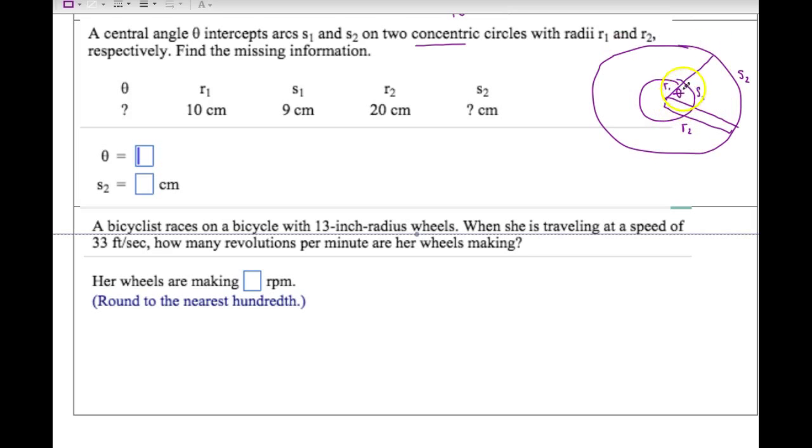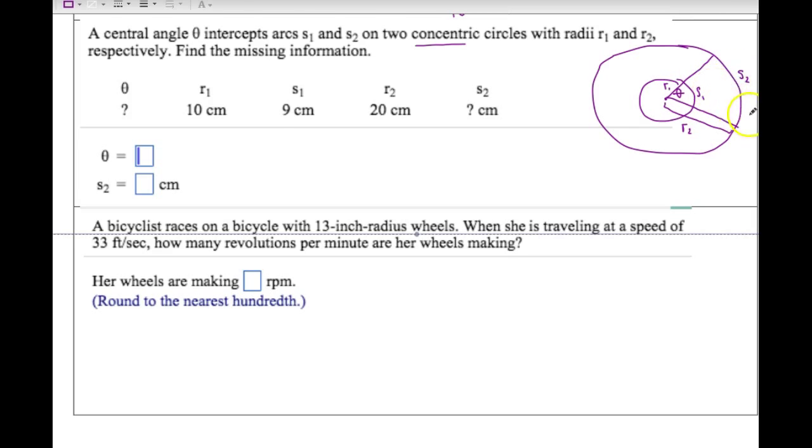So each circle has a radius. So the radius of the first circle would be this, and the radius of the second circle would be all the way from the center to the edge. Okay? And then the arcs, this would be S1 and this would be S2. So as you can see, S2 is going to be bigger than S1. But they both have the same central angle.